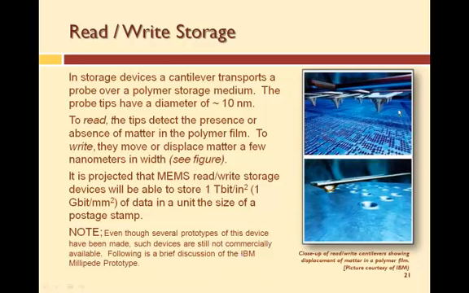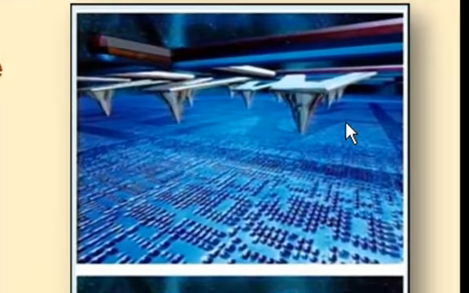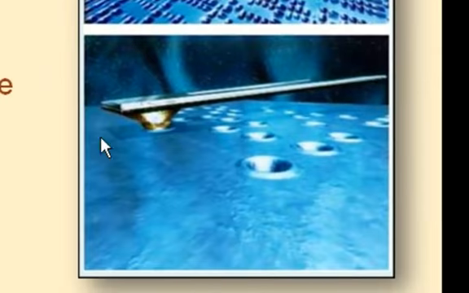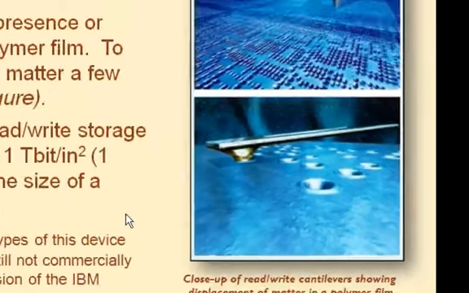You can get an array of these cantilevers and actually make a device that can read something that resembles Braille, but on a nanoscale. Right? You have these little divots on a polymer film, and you can read the divots, and you can make the divots with the cantilever tip itself. Okay, so that's a read-write storage device.